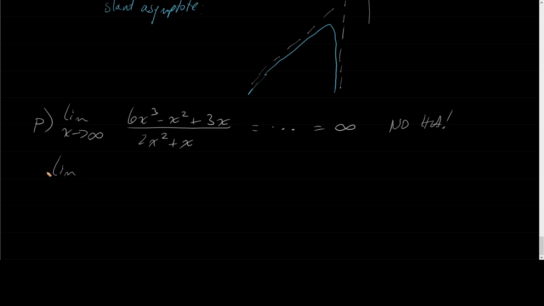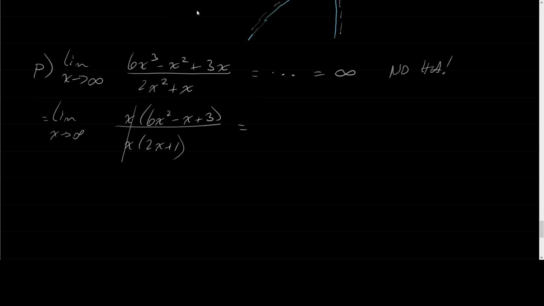But let's see what happens here. We can rewrite this in the following way. The bottom can be factored to be x times 2x plus 1, and the numerator can be factored to be x times 6x squared minus x plus 3. In here, these x's get canceled out. What was that called when we canceled out something like that in the limit?